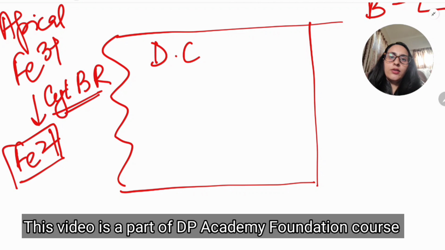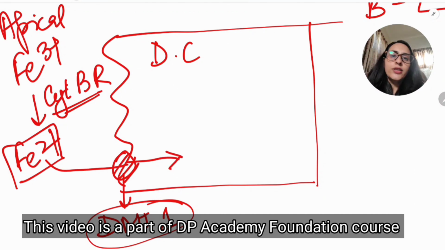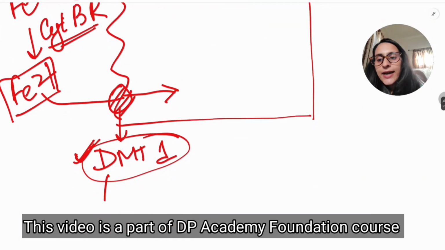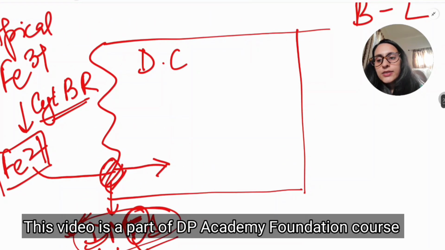This Fe2+ needs someone to take it into the duodenal cell. Who is this? It is DMT1, divalent metal transporter 1. DMT1 takes up Fe2+ from the apical part into the duodenal cell. What is DMT1? It is a divalent metal transporter. Divalent means all the metals that have a valency of 2, so it can take manganese, magnesium, copper, or Fe2+. It is then easily absorbed into the duodenal cell.